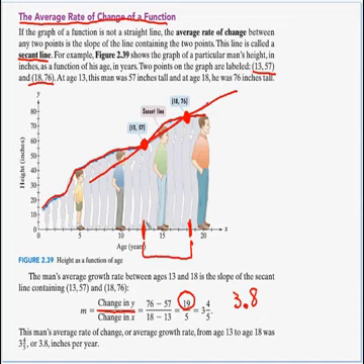Some years it was maybe a little more than 3.8. Other years a little bit less, depending on how much he grew that one year. But that's the average over our 5-year span.